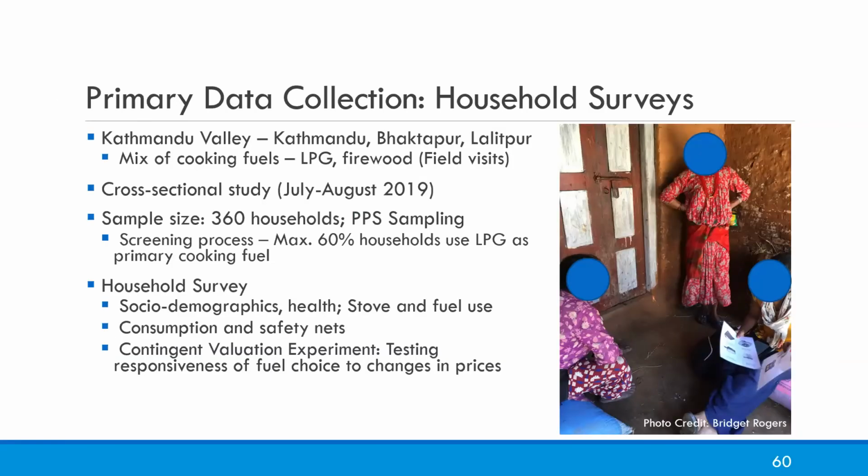Next slide. Second, we conducted a cross-sectional primary survey in Kathmandu Valley in July to August 2019. Our study areas were peri-urban wards in the districts of Kathmandu, Lalitpur, and Bhaktapur. In our 360 study households, in addition to asking about socio-demographics, stove and fuel use, we also conducted a contingent valuation experiment to assess households' willingness to pay for cooking fuels, primarily LPG and firewood.